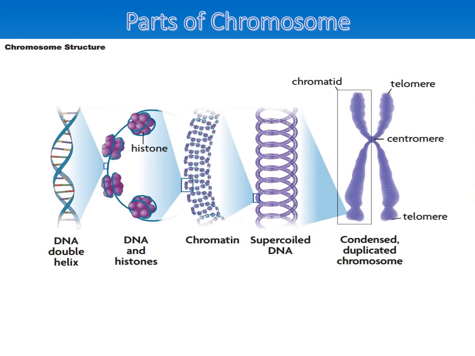Moving to the chromosome structure. Suppose you have here an example of a chromosome on the right side. As I've already mentioned earlier, there are parts of it. You have the chromatid and the middle part, the centromere, and the telomere, as I've also indicated a while ago. This is an example of a condensed, duplicated chromosome.